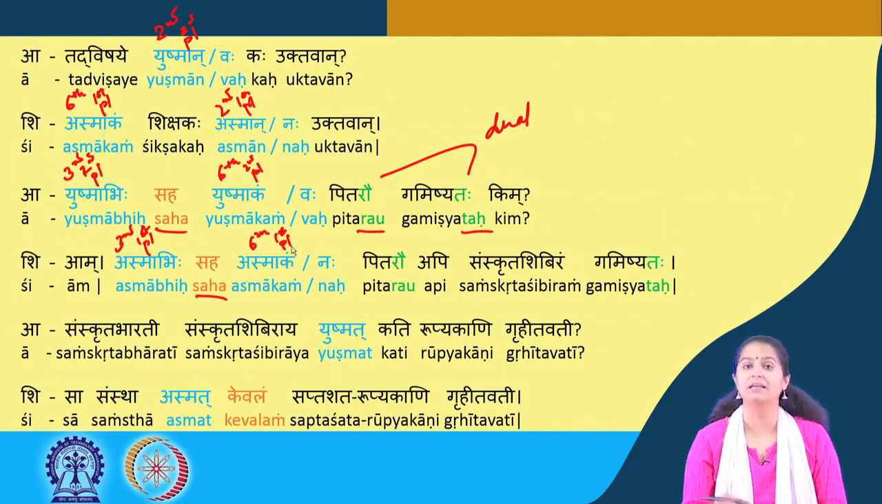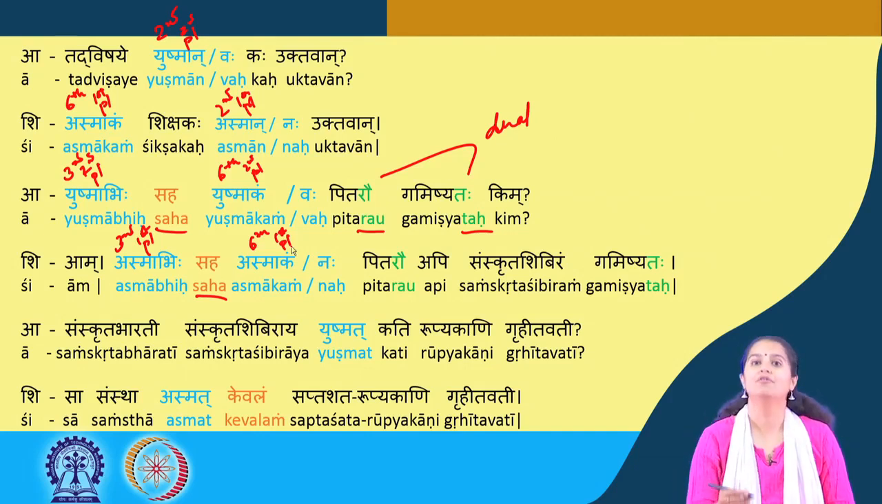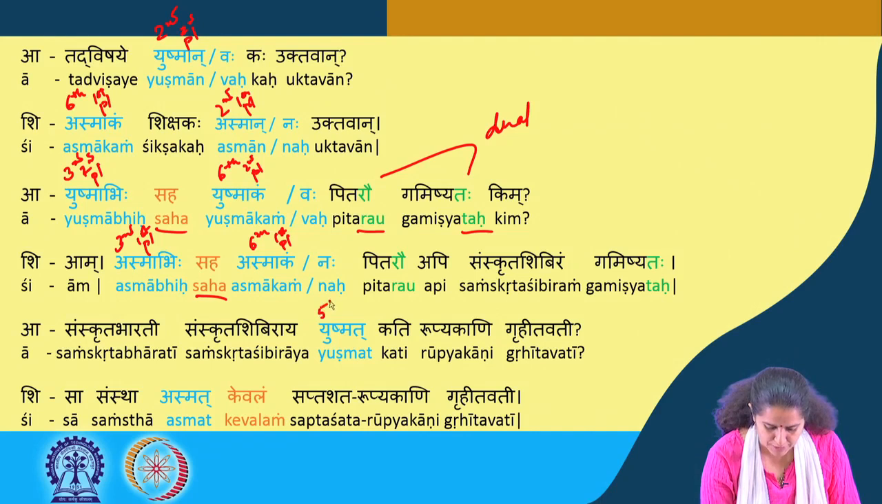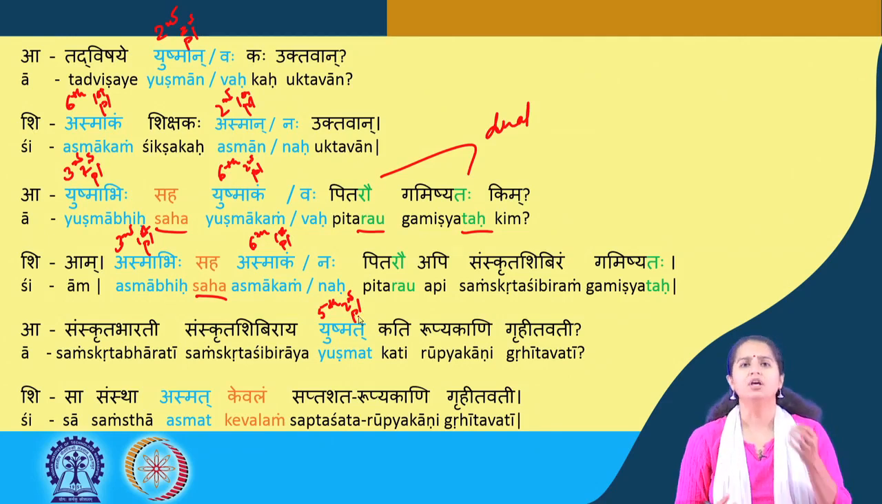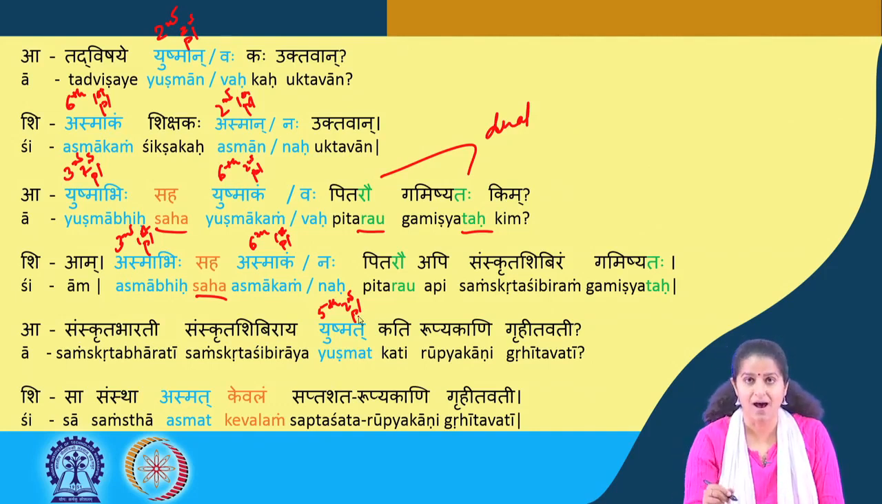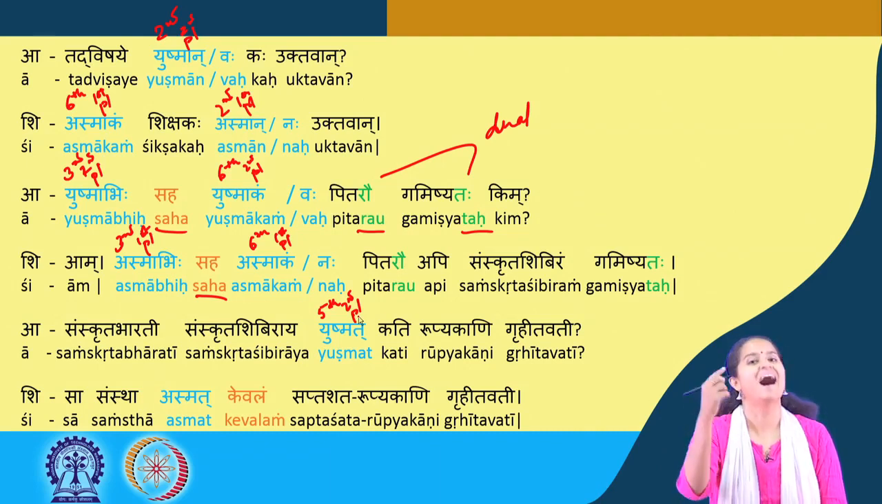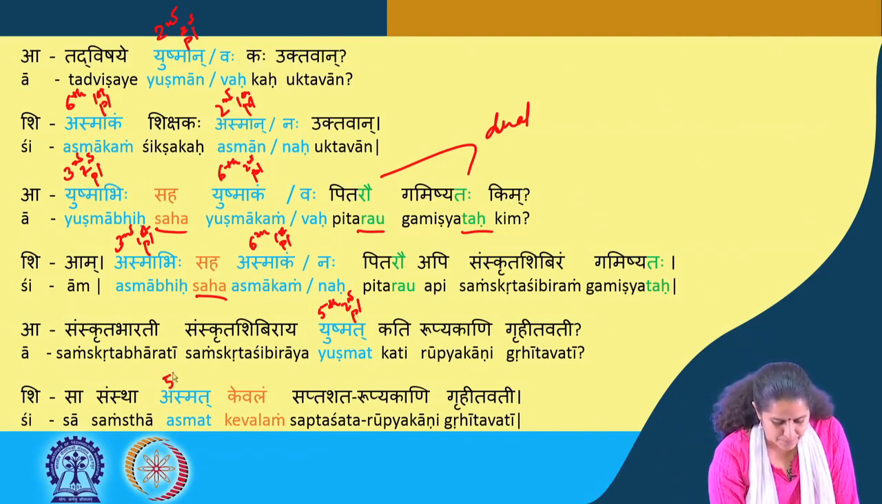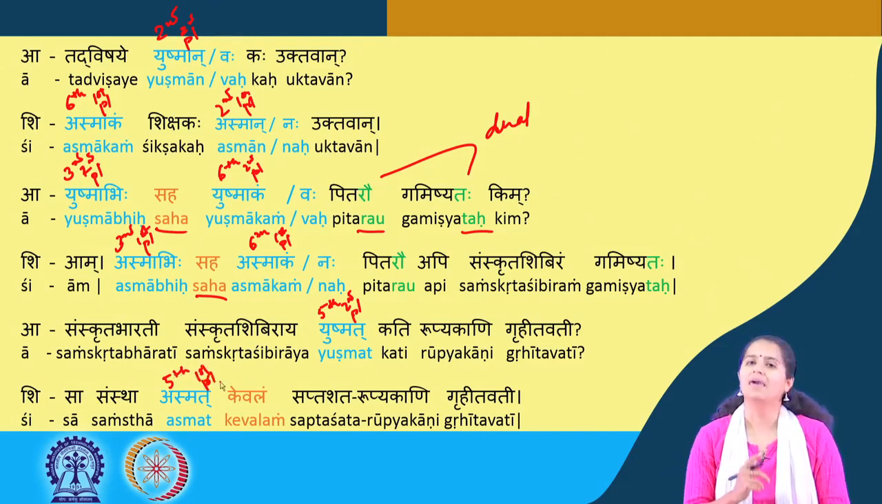Moving on, Sanskrita bharati Sanskrita shibiraya. So the shibiraya here indicates for the shibiram. Yushmat. So yushmat is from you, and that's the ablative or the fifth case for the second person plural. Yushmat kati rupyakani grihitavati. How much money did she take? And the answer, sa sanstha. If it was yushmat, the relative one to the first person will be asmat. Uttamam. So asmat is the fifth case for the first person plural.